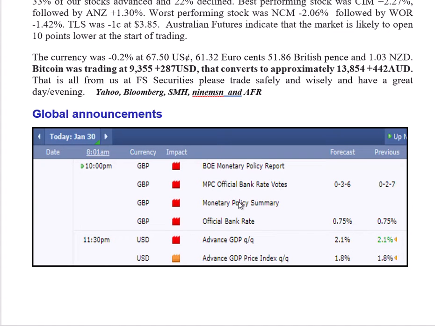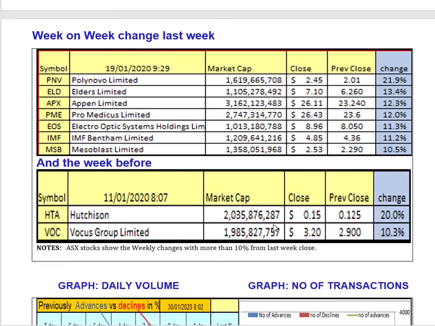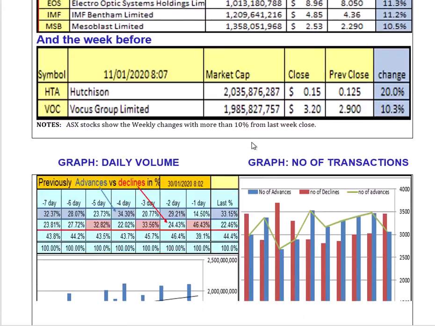What information or global announcements will affect the market? Well, nothing on the Australian market, with the exception that tonight we're going to see various information coming from the British market as well as the US market. GDP quarter on quarter for the US will be an important announcement, so we keep an eye on that. We also tell you week on week what happened on the various charts.